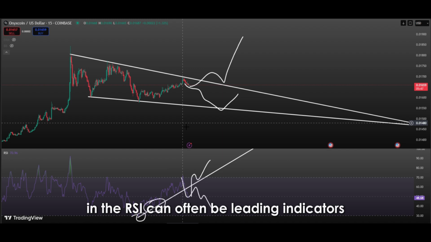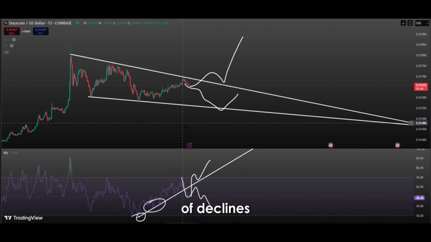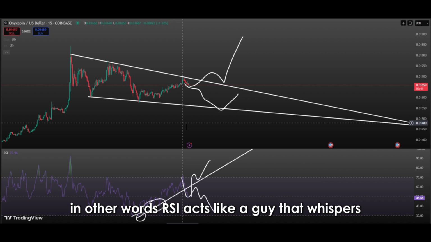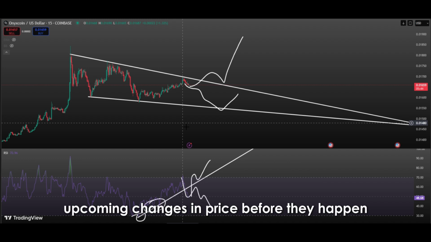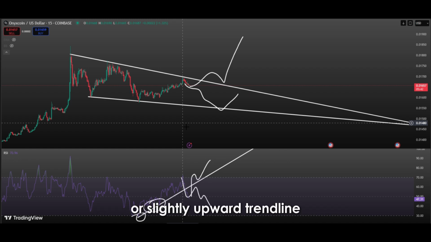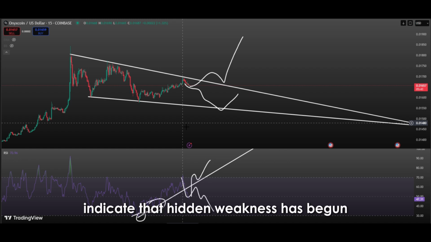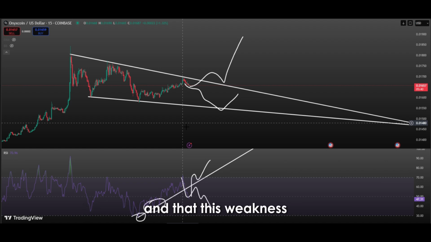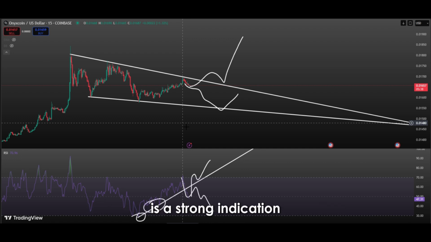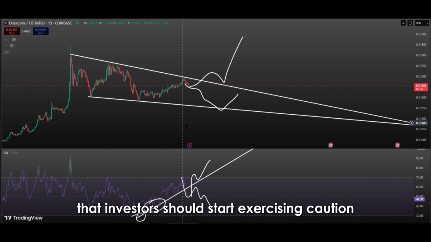Breaks of trend lines in the RSI can often be leading indicators of declines that have not yet appeared on the price chart. In other words, RSI acts like a guide that whispers upcoming changes in price before they happen. Even if the price is still moving sideways or slightly upward, trendline breaks in the RSI often indicate that hidden weakness has begun, and that this weakness will soon be reflected in the price chart as well. Therefore, the RSI breaking below its rising trendline is a strong indication that investors should start exercising caution.